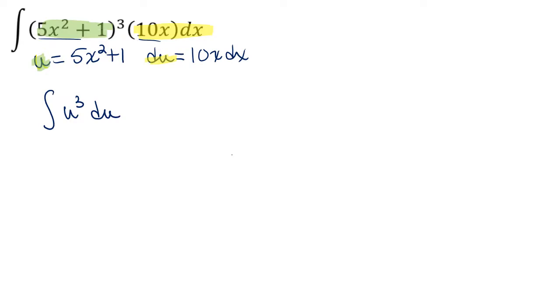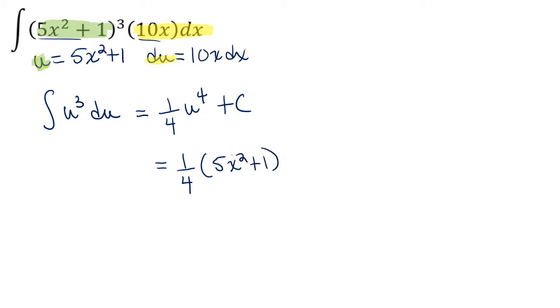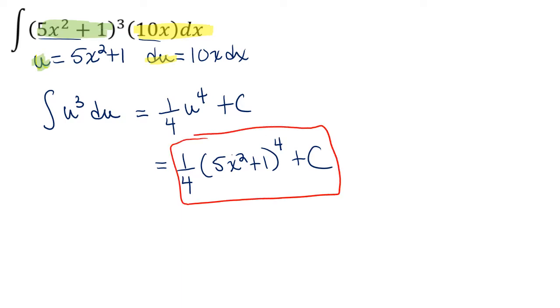So anyway, integral of u cubed du is 1/4 u to the 4th plus c. But our final step is, instead of leaving our answer in terms of u, we want to rewrite it by substituting our u expression back in. So this is our final answer. And a good way to check your work, if you take the derivative of this, you should get what was in the original integrand. If you don't, then that tells you you did something wrong.